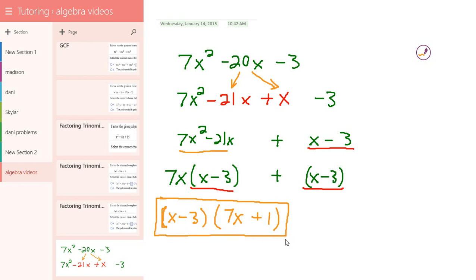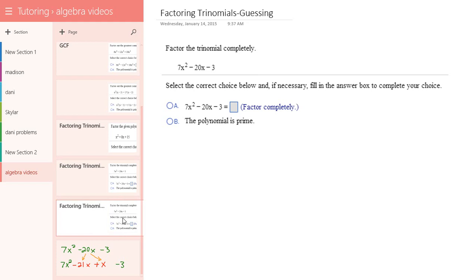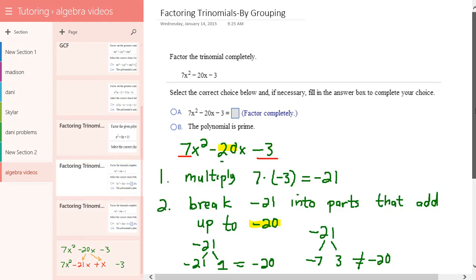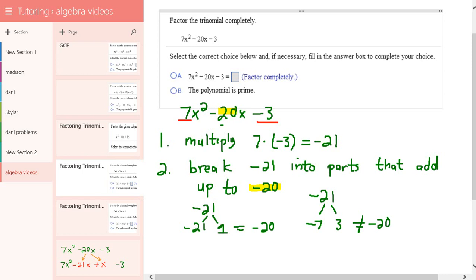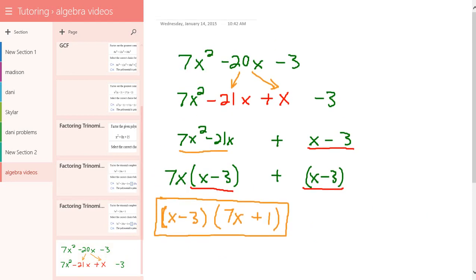So to recap, we factored by breaking up the minus 20x. First of all, we multiplied 7 times minus 3 to get minus 21. And then we broke up negative 21 into factors that added up to negative 20. And then we broke up that negative 20 into those factors. And then we factored by grouping the first two, grouping the last two, and then pulling out what they had in common.